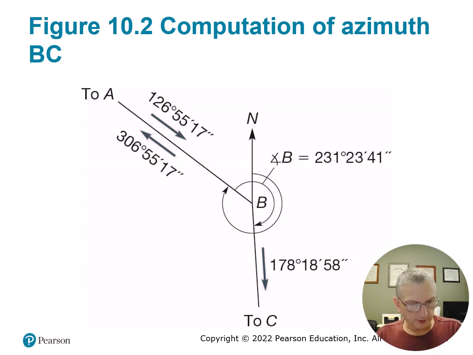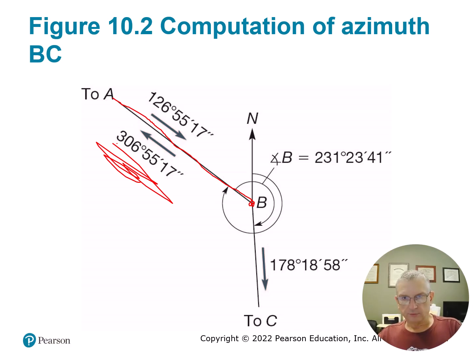Now we move into section 10.3 in the book, computation of preliminary azimuths or bearings. We're always going to use azimuths because that's just how math works really good. We already covered basically how to do this in the previous module. Let's just say that we're trying to find the azimuth from B to C. That's what the title of figure 10.2 is. So we're sitting on B and we're backsighting A, which has B to A as a 306, 55, 17 back azimuth.